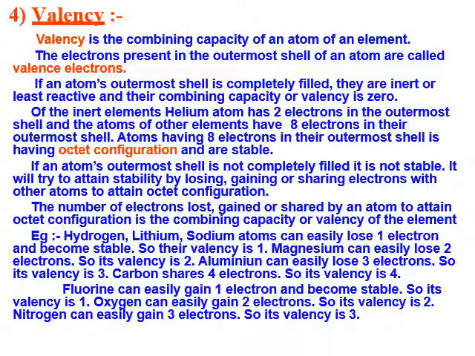Example: hydrogen, lithium, sodium atoms can lose one electron and become stable. Their valency is 1. Magnesium 12 is there, with configuration 2, 8, 2, so it will lose 2 electrons, its valency is 2. Aluminium has atomic number 13, configuration 2, 8, 3, so it will lose 3 electrons, so the valency is 3. And carbon can share 4 electrons, so its valency is 4. Again, fluorine can gain 1 electron, so it will become stable, so its valency is 1. Oxygen gains 2 electrons, so valency is 2, and nitrogen gains 3, so valency is 3.